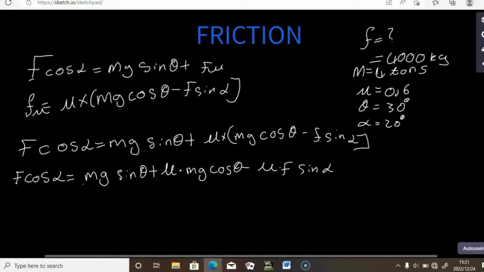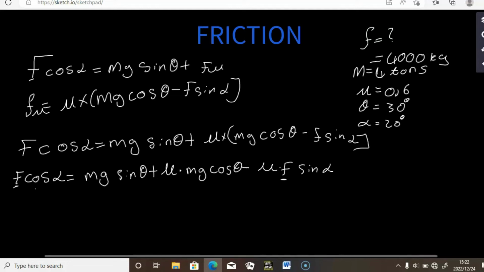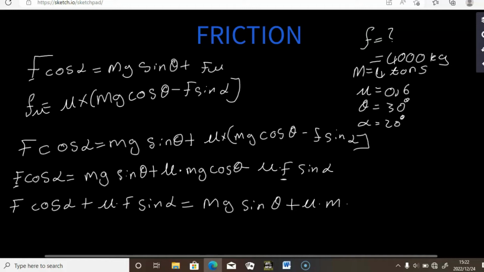I opened the bracket. Now what I want to do is to group like terms, because I can see that I'm looking for f. Remember, I have f here, I have f here, so I'm trying to get these two terms on the same side of the equal sign, so that I can take f as a common factor, which is what I am going to do. F cos alpha, it's going to be positive, mu f sine alpha is equals to mg sine theta plus mu mg cos theta. So what I'm going to do is take f as the common factor here.